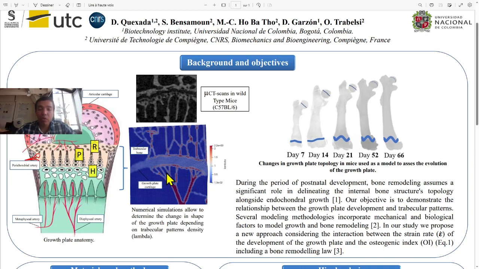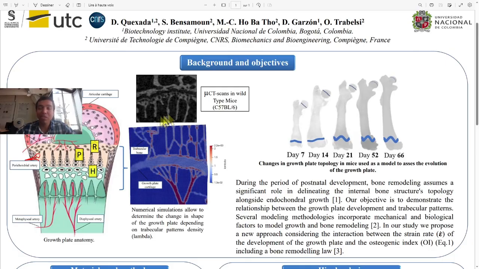For this, one of our major tools is mathematical modeling, which allows us to simulate very specific scenarios, for example, how the growth plate presence may be affected by the trabecular patterns, and vice versa, how the trabecular patterns are influenced by the shape of the growth plate.